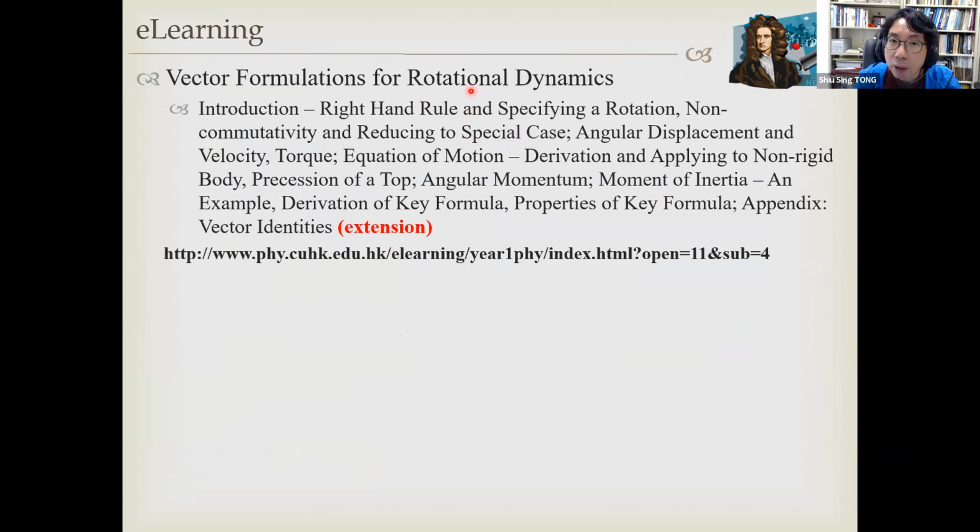Now, for the vector formulation of rotational dynamics, if you are not clear about it and want to see more, you are welcome to look at this e-learning module. Okay, so we are done with this chapter.